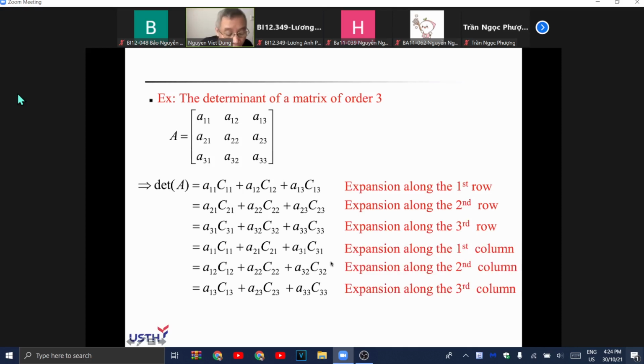Okay. However, in order to compute the determinant, in general, you are not required to apply all of those expansions. You can choose only one of them. And from the definition, we observe that the determinant of A equals the determinant of A transpose, because we can expand along any row or any column. It gives the same result.